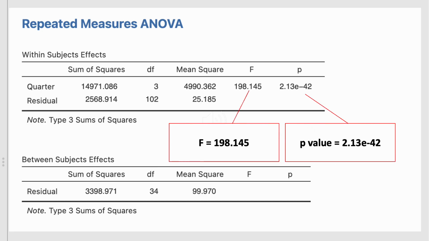We focus on the F value, which is 198.145, and the P value, which is 2.13 times 10 to the negative 42nd power. Since the p-value is significantly less than 0.05, this indicates a statistically significant difference in perceptions across the quarters.